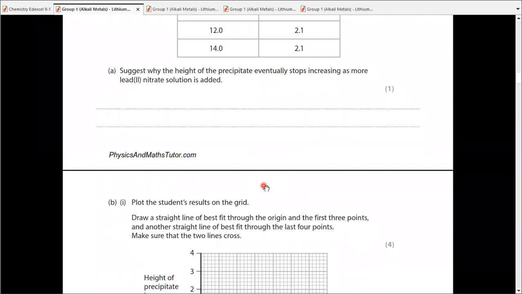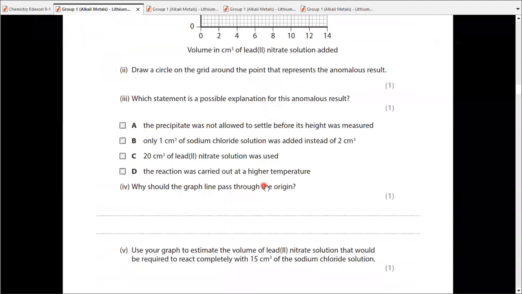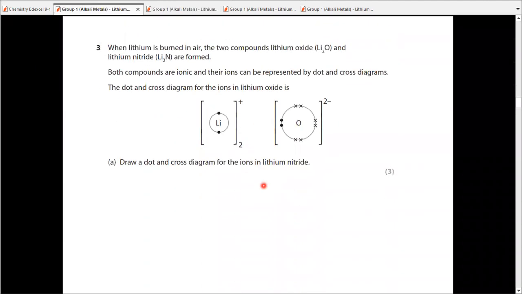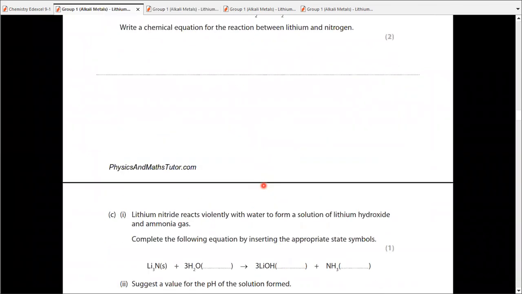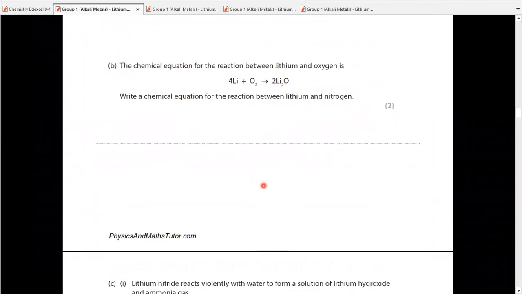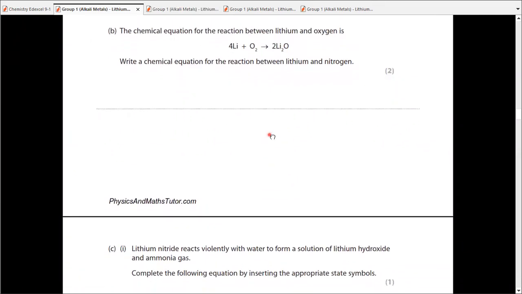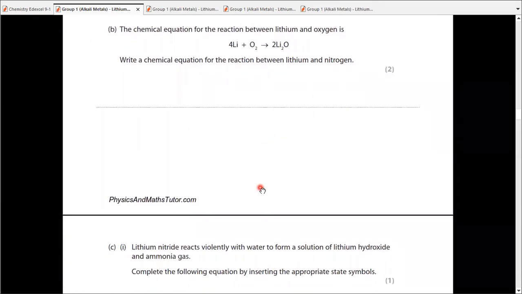Okay, this is a different question, really does not belong to the alkali metal chapter. Let's skip this one. This one is about ionic bonding. Yeah, this part B belongs to alkali metals. The chemical equation with lithium and nitrogen. There was a small equation in there, very small part in there, where we did this equation.